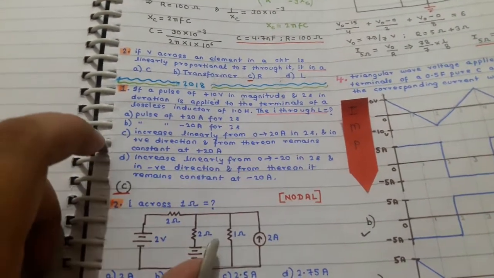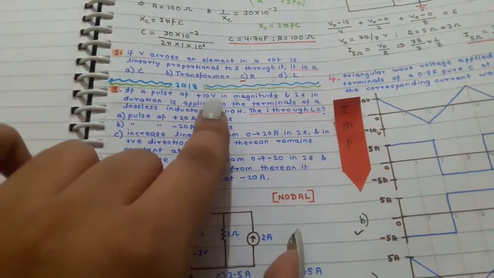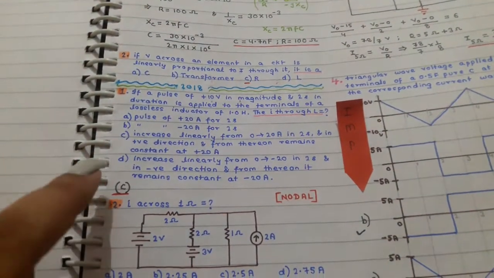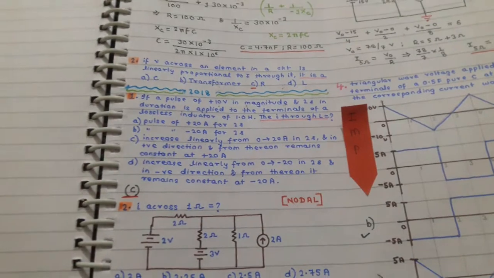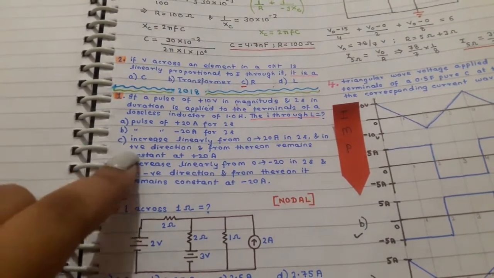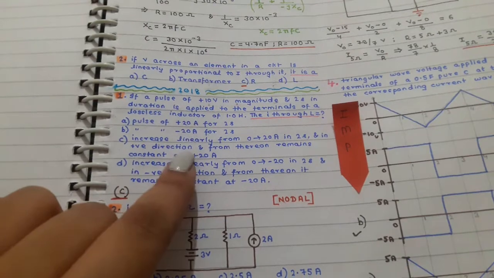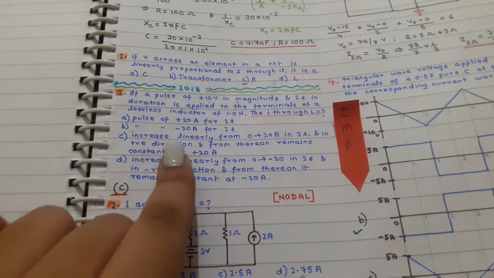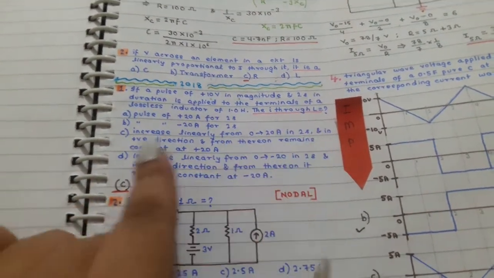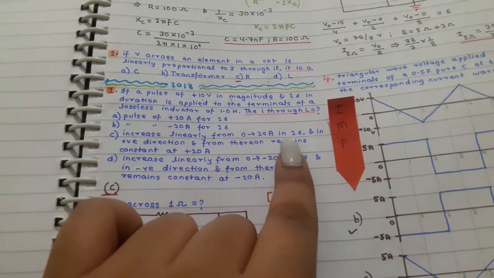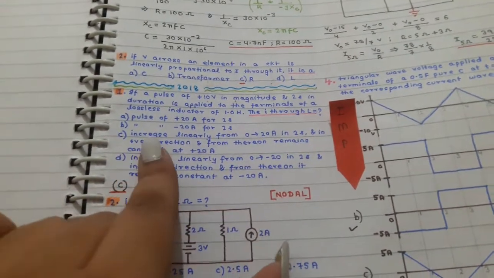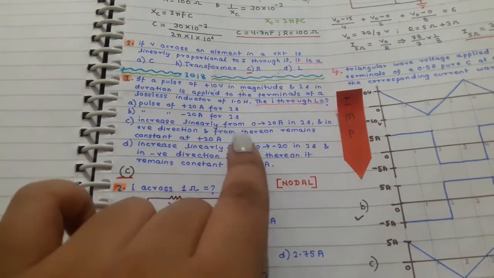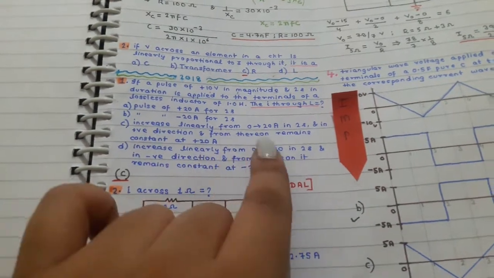One thing you know is that the pulse applied was positive in nature, so it cannot give you a negative current. So options B and D are easily eliminated. Either option A or option C could be correct, but from the graph of the voltage-current relationship of an inductor, you have seen that option C is the correct one: increase linearly from 0 to 20 amperes in 2 seconds. Please study the voltage-current characteristics of an inductor, so you can easily take this out.